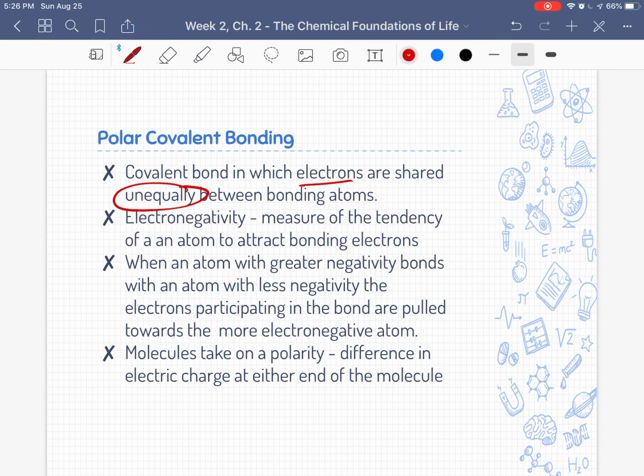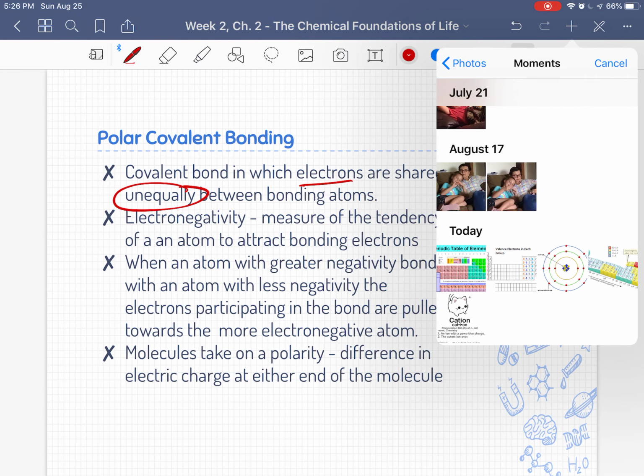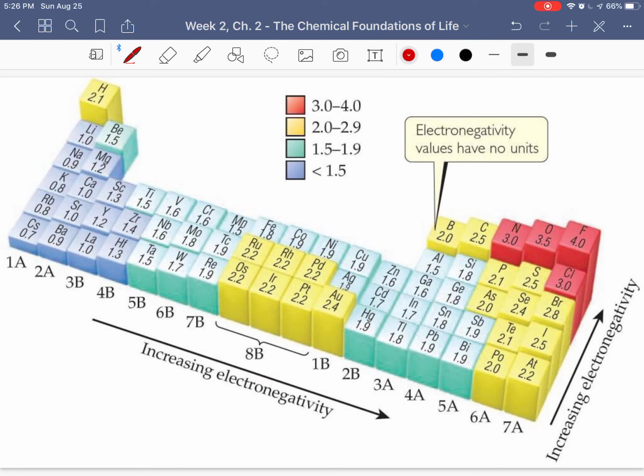And I found a periodic table to help us understand this a little bit more. It's this one right here. So some elements are more electronegative than other elements. For instance, the most electronegative element on the periodic table is fluorine. The least electronegative element on the periodic table is cesium. Now, the closer atoms are in electronegativity, the more likely they're going to share electrons equally. The further apart they are in electronegativity, the less likely they are going to share electrons equally.